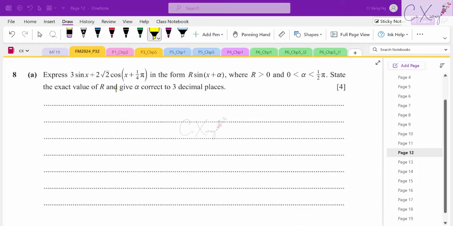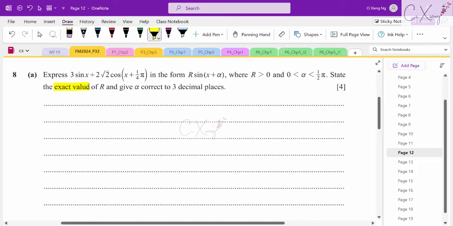Right, so question number 8. They want us to express this expression into this particular form, where r is greater than 0 and alpha is in the first quadrant. So state the exact value of r. I think we need to be aware of this: the exact value for r, and also for alpha, correct to 3 decimal places.